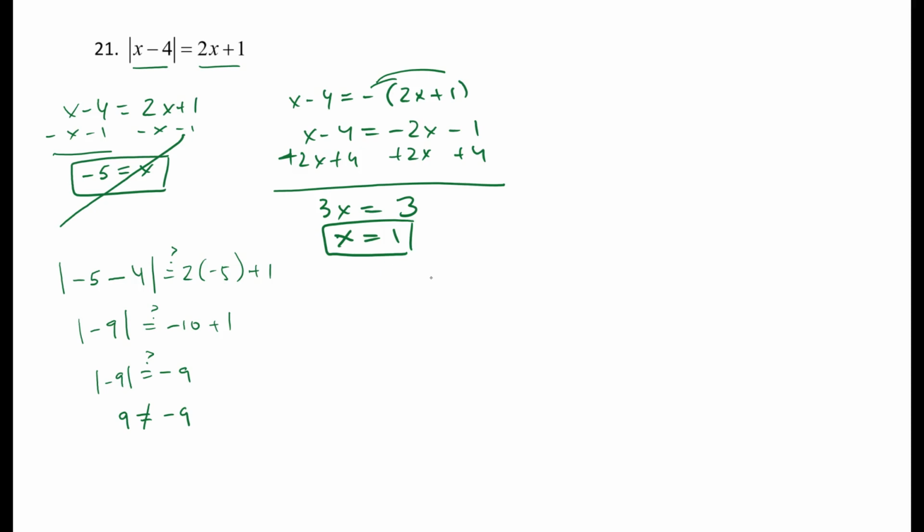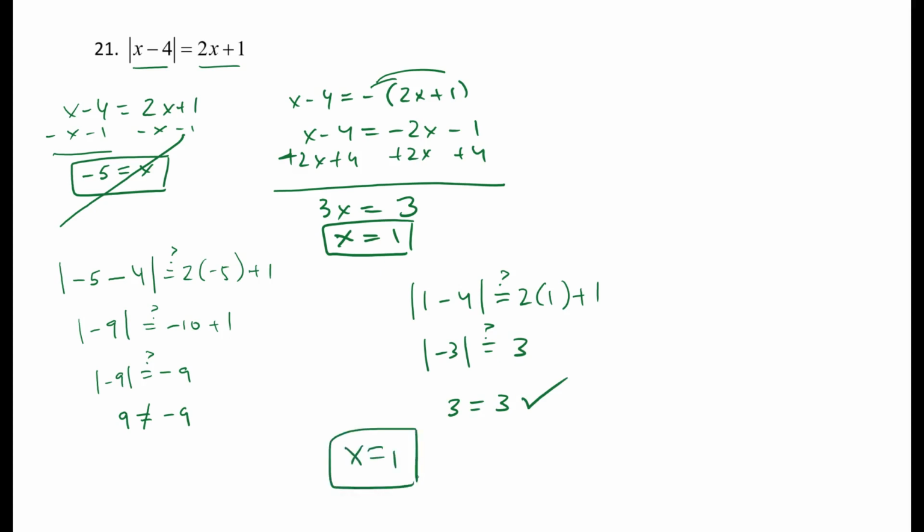This one, x equals 1, 1 minus 4, absolute value. Does that equal 2 times 1 plus 1? 1 minus 4 is -3, so that's in our absolute value sign. Does that equal 2 times 1 is 2 plus 1 is 3? Well, the absolute value of -3 is 3, and since 3 does equal 3, that solution works. So x equals 1 is our only solution.